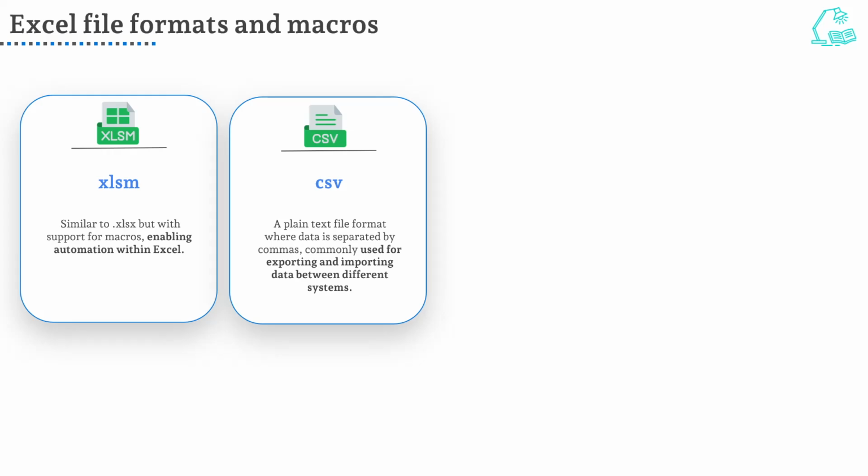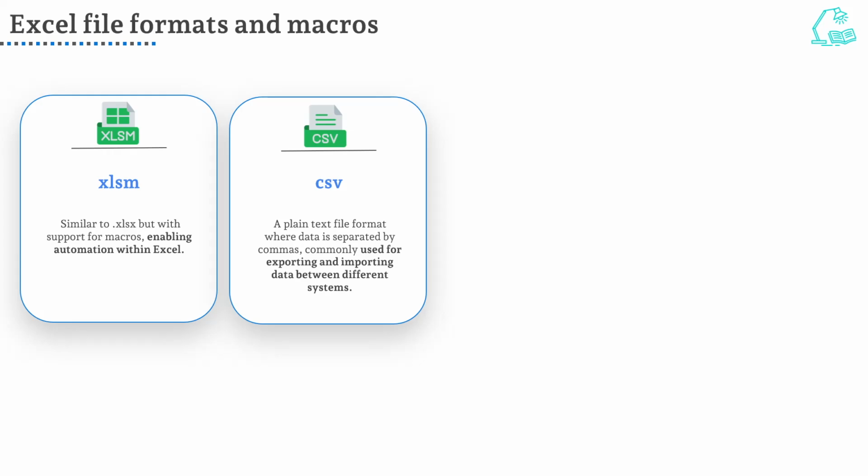Next, we have the CSV file format. CSV stands for comma-separated values, a plain text format where data is separated by commas. It is widely used for exporting and importing data between different systems due to its simplicity and universal support. However, it does not support macros or any advanced Excel features, and it can only contain a single worksheet. Each CSV file is limited to one sheet, which means that if a workbook contains multiple sheets, only the active sheet will be saved when exporting to a CSV file.